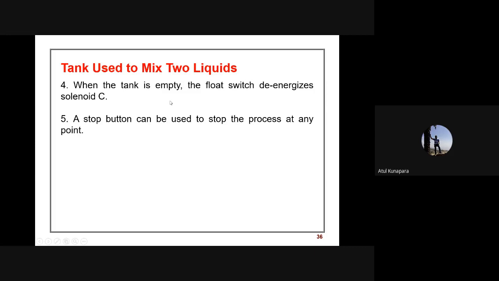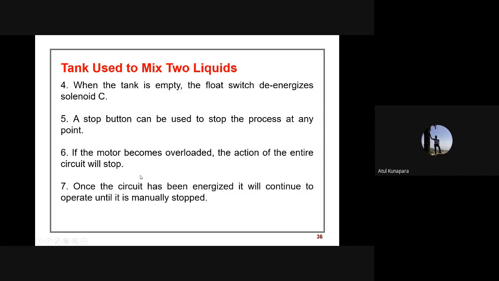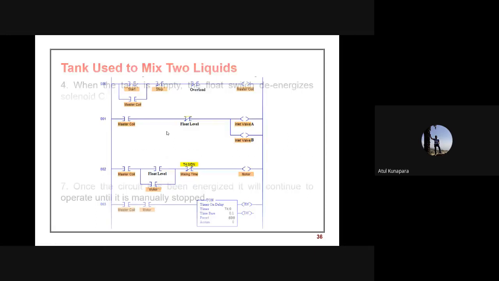Apart from this whole cycle, we have to add some extra things, that is the stop button. Whenever you want to stop the process in between, you can press the stop button, so that your process can be stopped immediately. Another thing is that we can provide overload protection to the motor. If your motor gets overloaded, then also your whole process should stop immediately. The cycle we have decided should run continuously unless and until you press the stop button or your motor gets overloaded. So this is our whole process, and how it is going to be programmed in PLC. For that, let us see this logic diagram here.